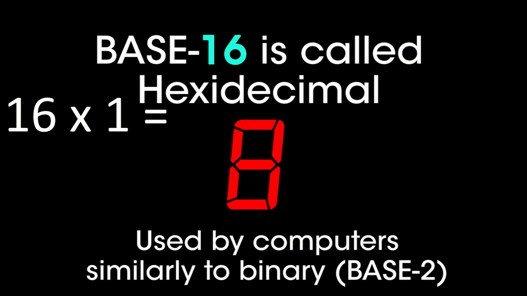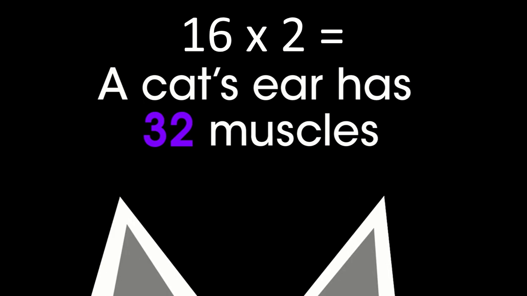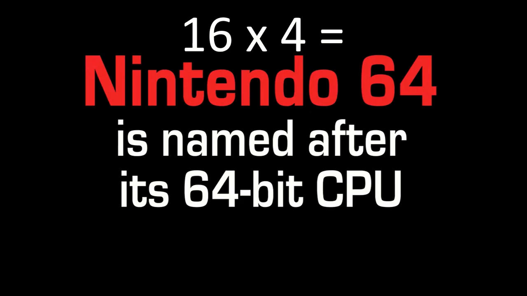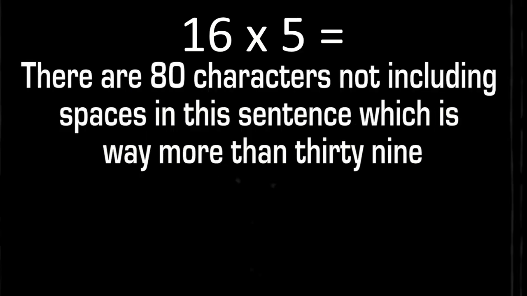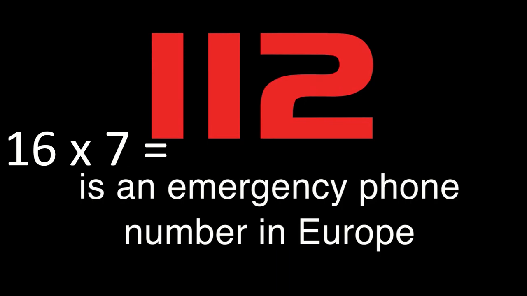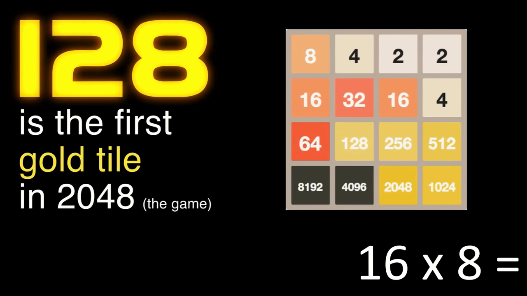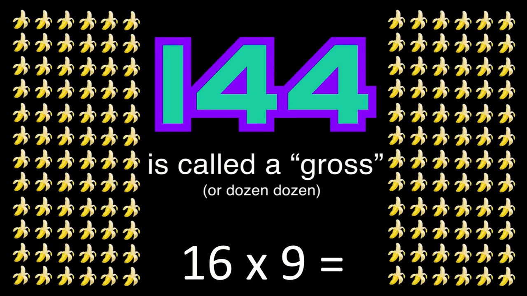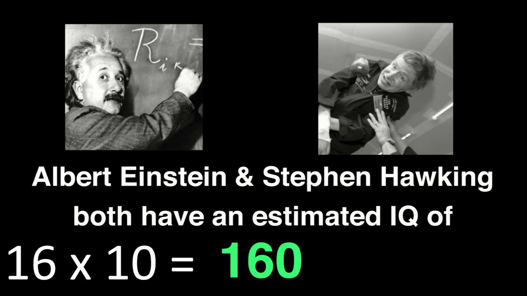16 times 1 is 16. 16 times 2 is 32. 16 times 3 is 48. 16 times 4 is 64. 16 times 5 is 80. 16 times 6 is 96. 16 times 7 is 112. 16 times 8 is 128. 16 times 9 is 144. 16 times 10 is 160.